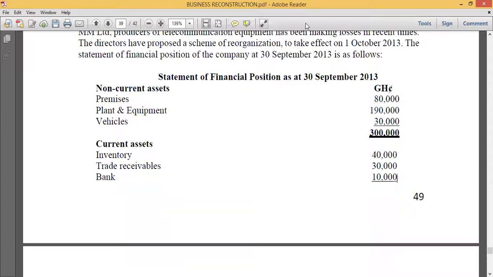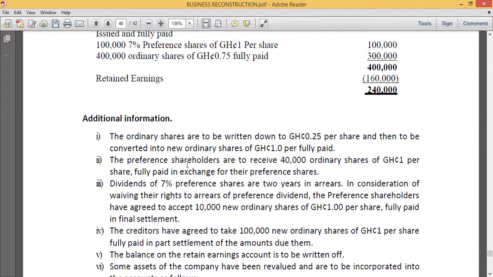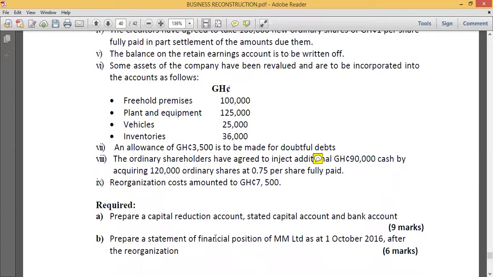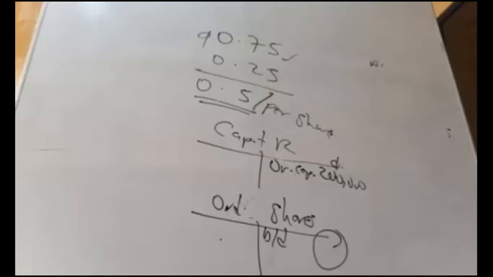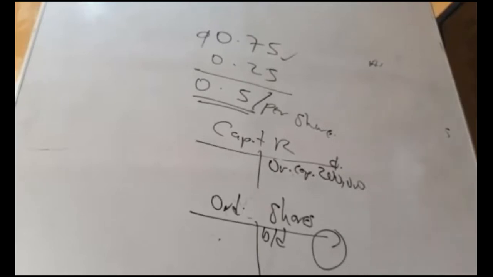Now let's go to the board and start the game. First of all, you should prepare the capital reduction account, stated capital account, and bank account. So please flow with me so that you can get it. Now let's go to the board and then set the tone. I hope you get it, right? If you have any question, kindly ask before we continue the game.